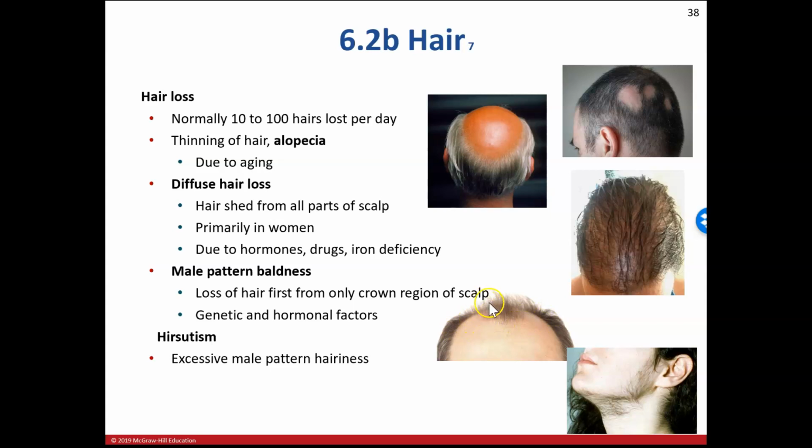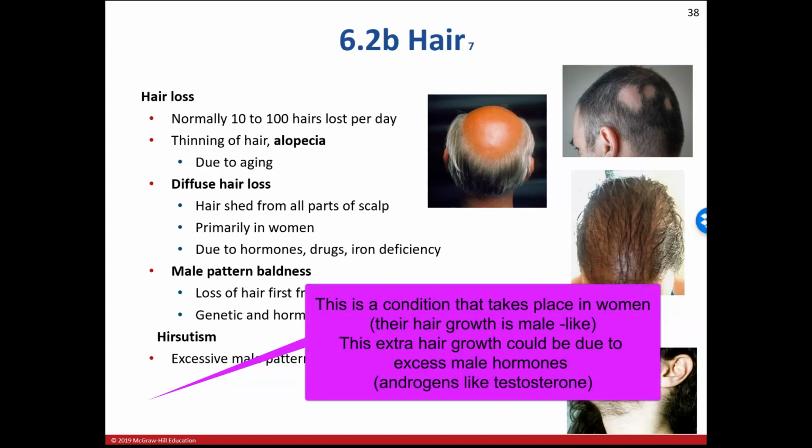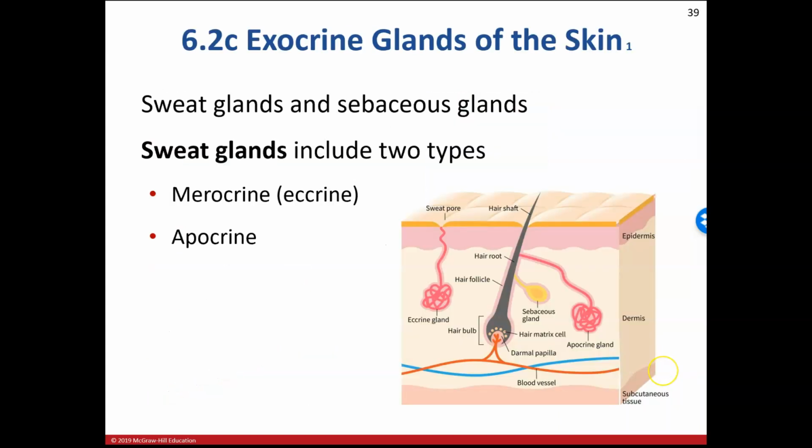and then it may continue to look something like this alopecia. This is genetic, and there are hormonal factors that are taken into account if a person suffers from this. Then we have hirsutism. This is excessive male pattern hairiness. Now let's move into our exocrine glands of the skin. This is going to include our sweat glands and sebaceous glands, but we're going to start off with our sweat glands. We do have two different types.